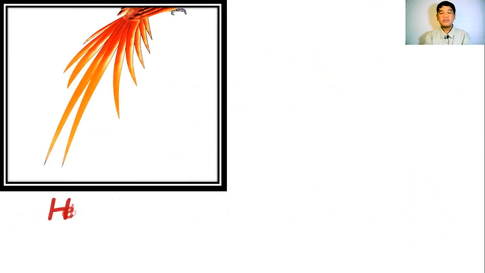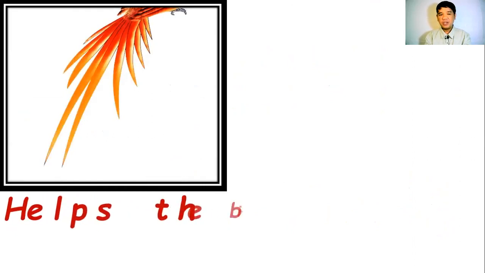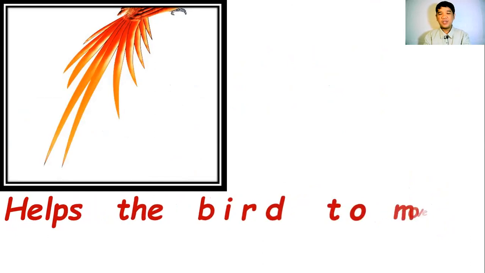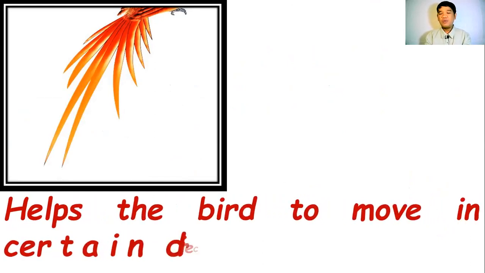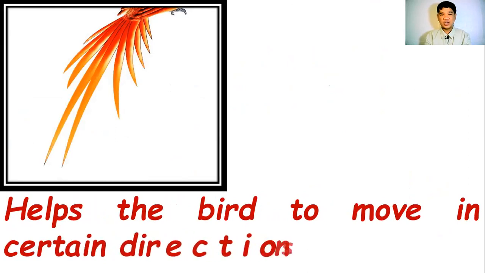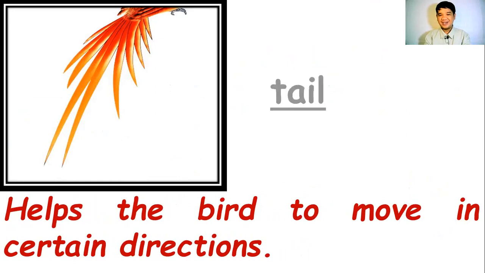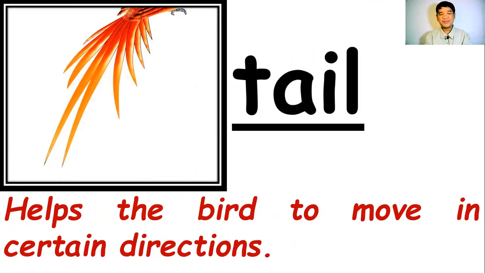Next, what do you call this part of the body of the bird, where the main function is to help the bird to move in a certain direction? What is the answer? Okay, we call it tail. Very good. Okay, another one.